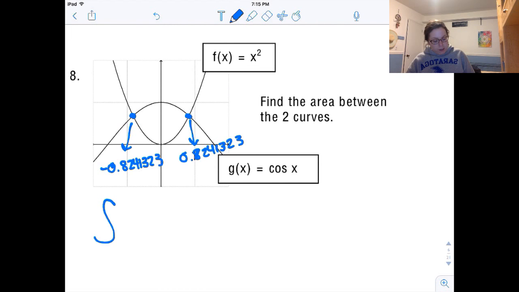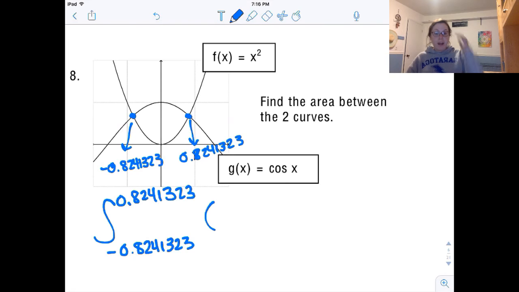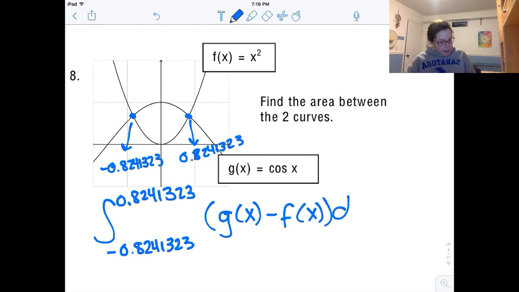So I'd be doing the integral from negative 0.824133 to positive 0.824133. And now I'm just going to do my upper function minus my lower function. So whenever possible, try to simplify your life. Use the actual function name instead of the values. So my upper function is g of x. My lower function is f of x. So I'm going to write those, dx. And so that would be the area between those curves.